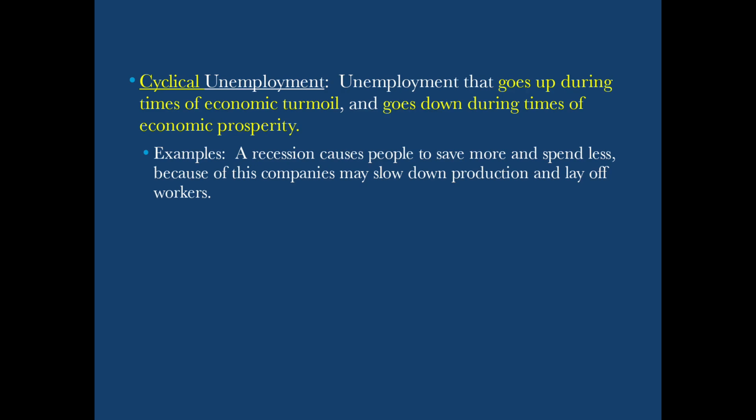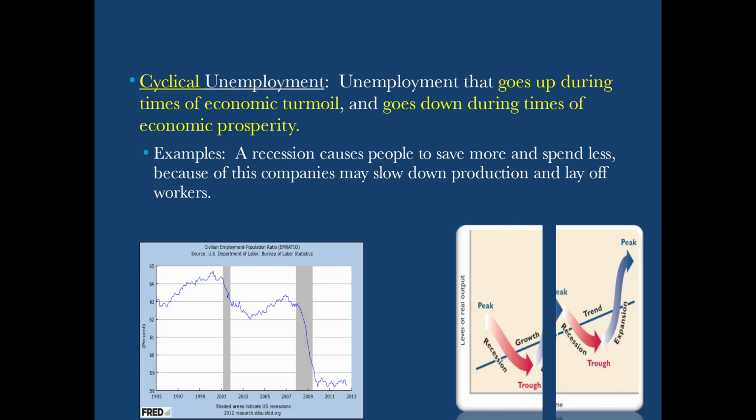The last type, sorry, is cyclical unemployment, which goes up during times of economic turmoil and goes down during times of economic prosperity. For example, a recession causes people to save more and spend less, because of this companies may slow down production and lay off workers. We can give you the example of the financial crisis of 2008, or the last downturn in the economy due to the health crisis of Corona or COVID-19. So it causes a huge number of unemployment rate.